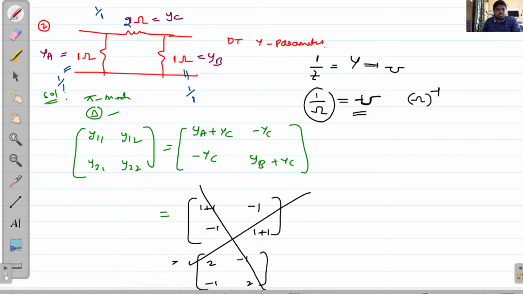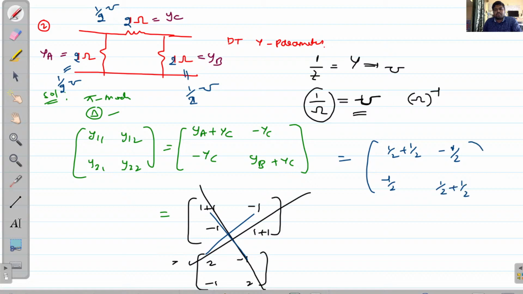2, 2 and 2. In that context, what? 1 by 2 mhos, 1 by 2 mhos, 1 by 2 mhos. Now you can add, what will you get? 1 by 2 plus 1 by 2, and minus 1 by 2, and minus 1 by 2, and 1 by 2 plus 1 by 2. Now what will you get? 1, minus 0.5, minus 0.5, and 1. This is your answer, right?